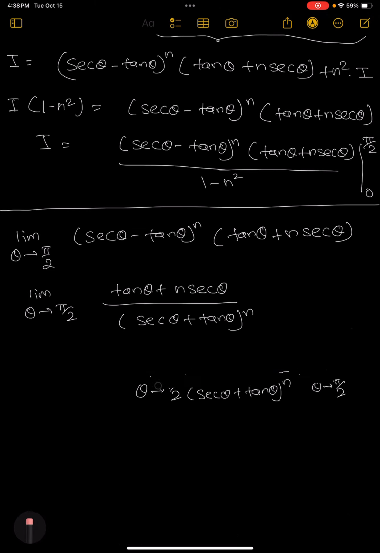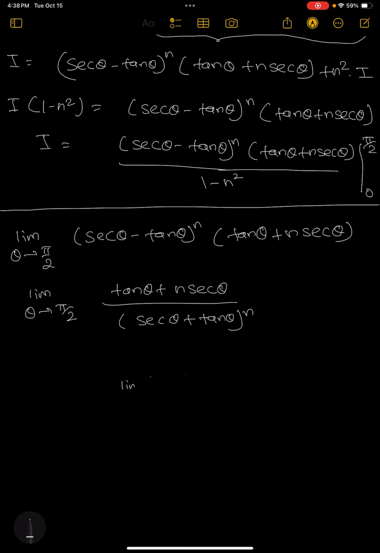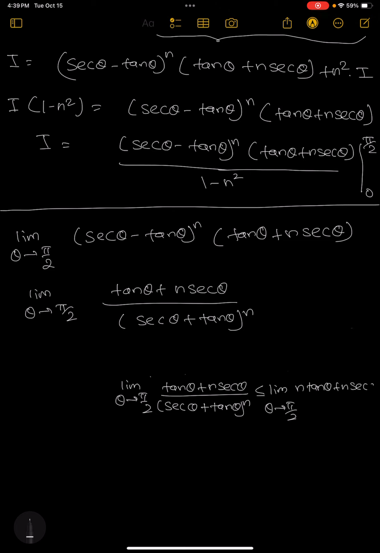Let me rewrite it, because this space is not enough. So limit theta tends to pi by 2 of (tan theta plus n sec theta) by (sec theta plus tan theta) to the power n. This will be less than or equal to limit theta tends to pi by 2 of (n tan theta plus n sec theta) by (sec theta plus tan theta) to the power n, right?